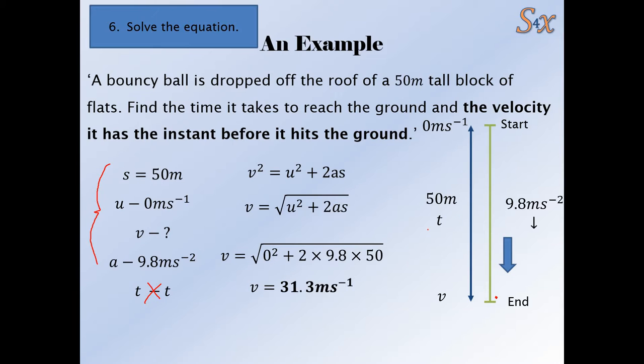Now v is positive because we took downwards as positive, and obviously the ball's still traveling downwards at this point. So it makes sense that that's a positive number. If you take upwards as positive, and it might be worth having a go at this to see if you can understand how all the signs change, you'll end up with minus 31.3 as the answer, because if upwards is positive and the ball's traveling downwards, it's going to have a negative sign.